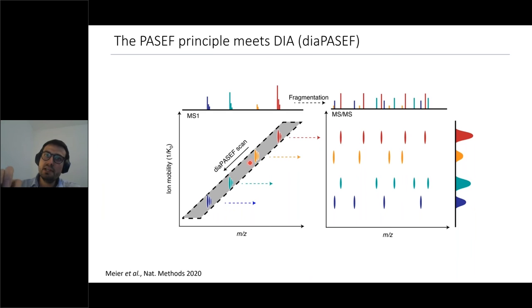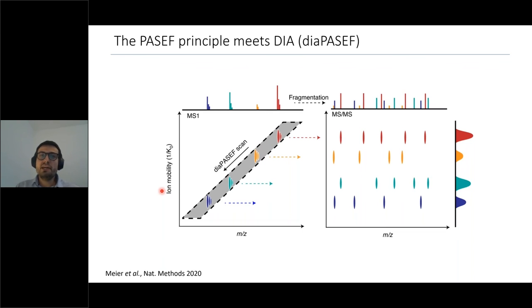So the idea here is to capture this ion cloud of peptides as it elutes from the TIMS device by synchronizing the quadrupole mass selection with the ion mobility separation. So our quadrupole would basically jump as the ions come out of the TIMS device. It would start somewhere over here where these red ions elute, fragment these, and then within the same TIMS scan, also fragment the yellow ones, the green ones, and the blue ones.